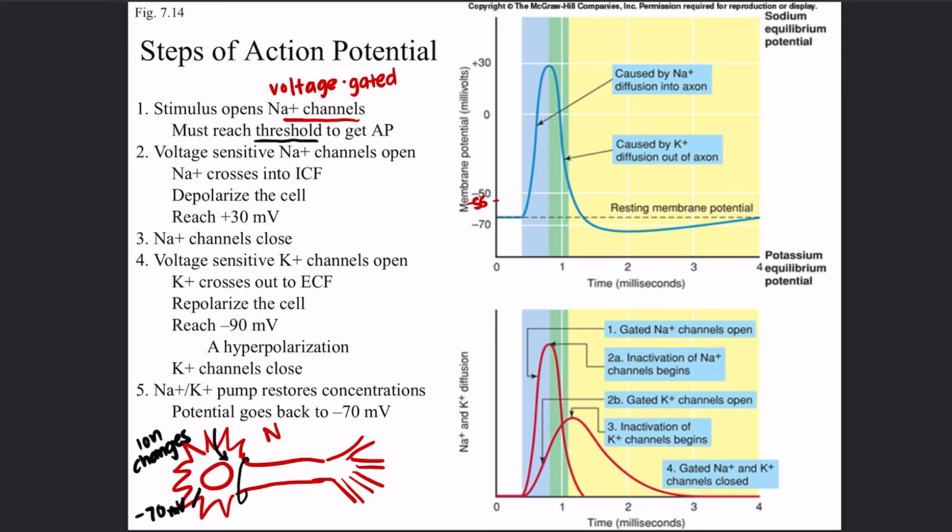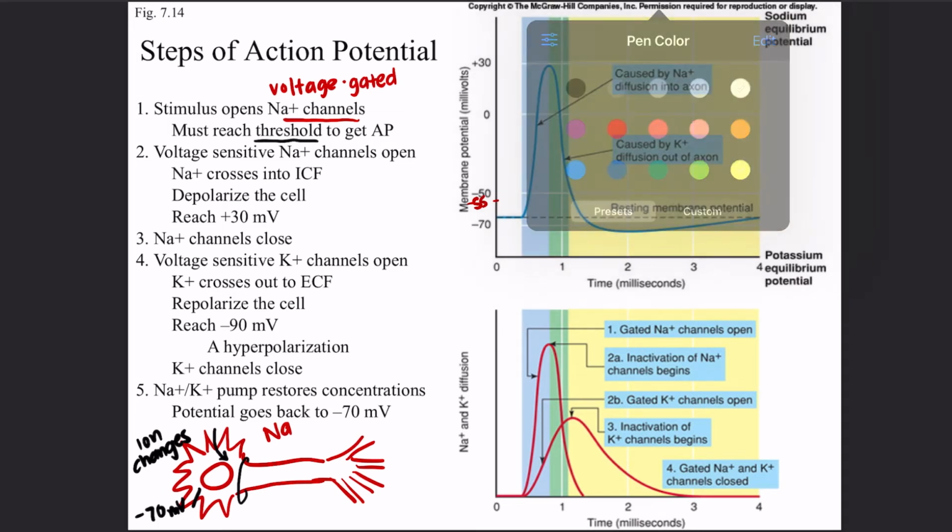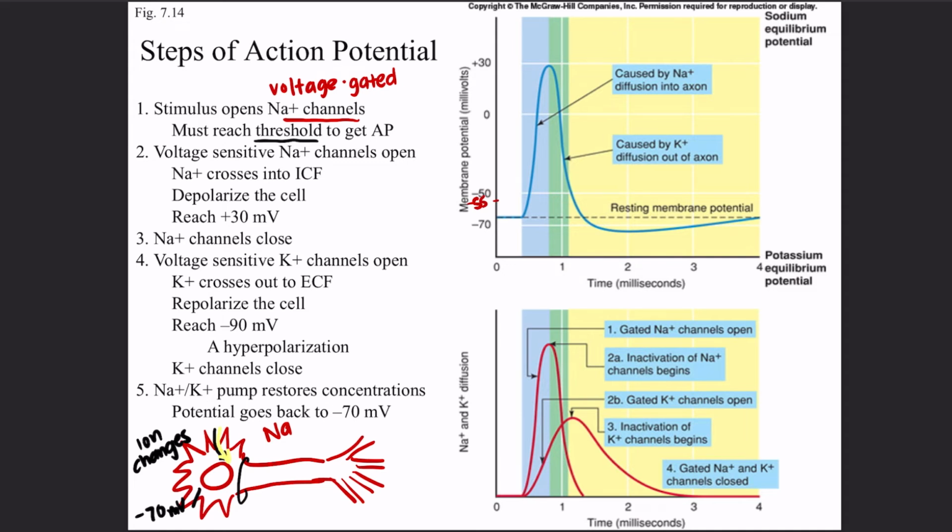Remember that sodium is really high on the outside of our cell and not so much on the inside. So what's going to happen is it is going to rush into the cell. So sodium rushes in. Sodium is a positive ion. It takes our resting membrane potential and it increases it big time. And that's because those voltage-gated sodium channels have opened. So sodium crosses into the intracellular fluid and depolarizes the cell. This occurs until it reaches about plus 30 millivolts.